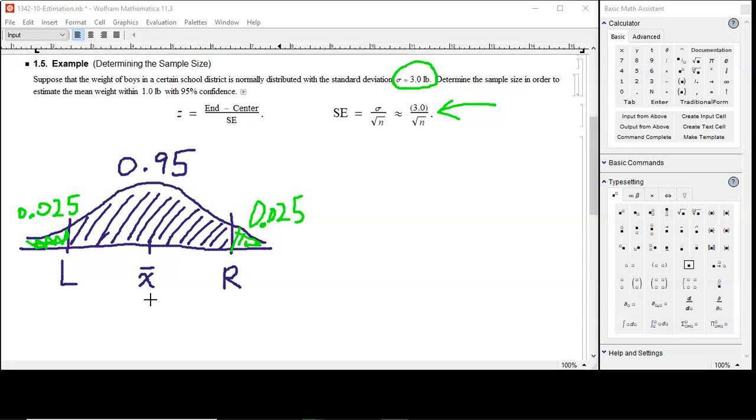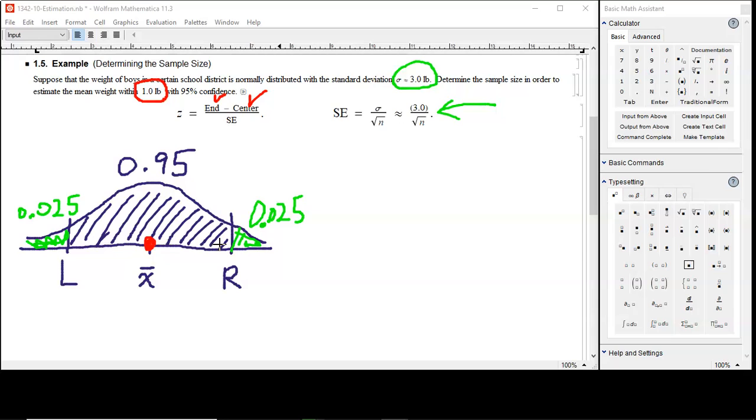Even though I know neither what this L value nor what that x bar value is, I know L minus x bar, or end minus center. You see? What is end? I don't know. What is center? I don't know. But what is end minus center? I know. The problem says it's 1 pound. What do you mean by that? We are estimating within 1.0. Well, this is my point estimate.